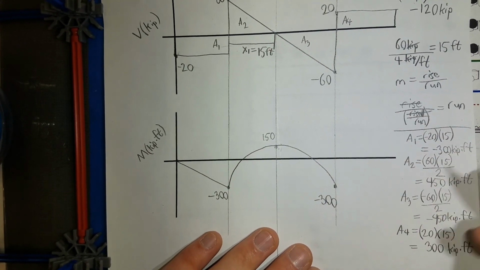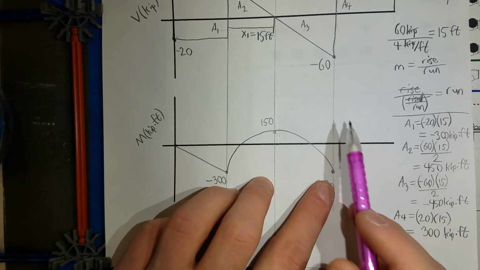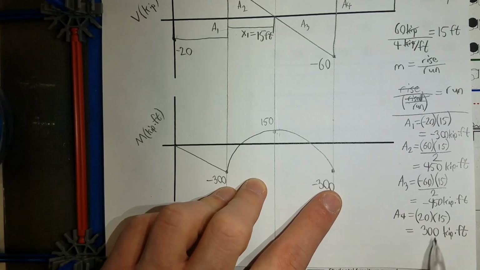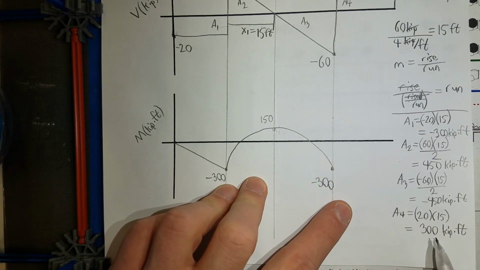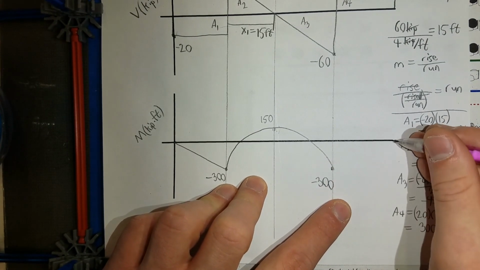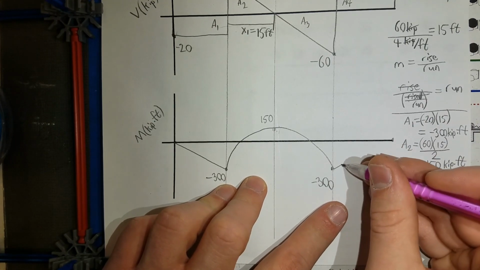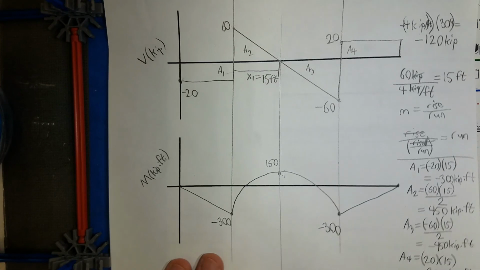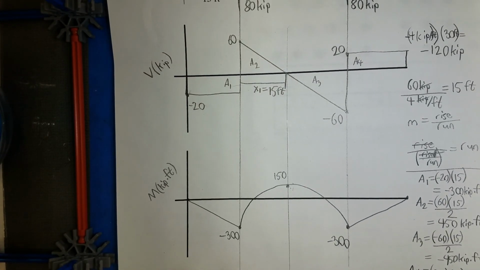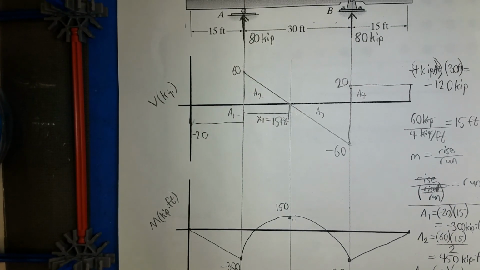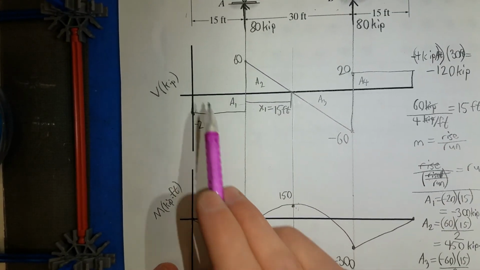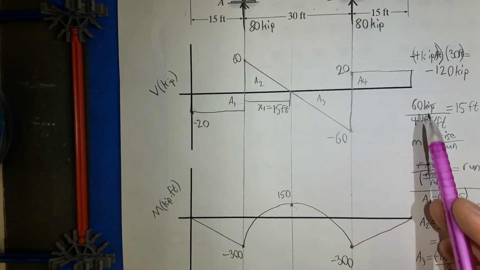And so we can go ahead and look at our right end over here, and A4 ended up being a positive 300, and that works because it takes us all the way back up to 0, starting with our negative 300. So some quick advice about this: no matter what your diagrams look like, they should always go back to 0 on the left and the right ends, if that makes sense.